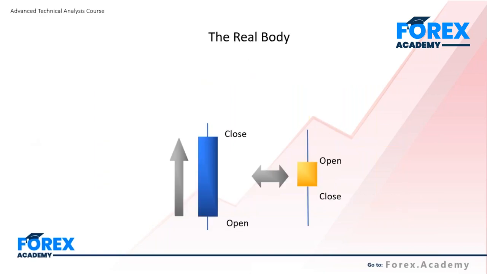Let's take a closer look now at what we need to consider when we look at the real body. Now, the real body, as a reminder, is the difference between the open and the close. What you have in front of you are two very different price sessions. Let's just run through what the observations are in these two prices. On the candle on the left, we have an open price down at this point, and the market closes strongly on the day, close to the high of the day's session.